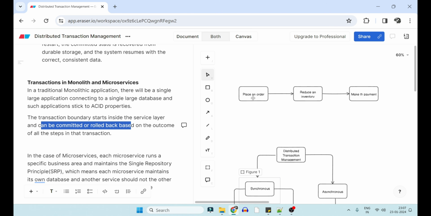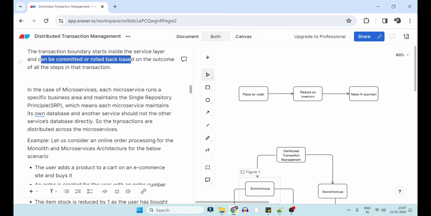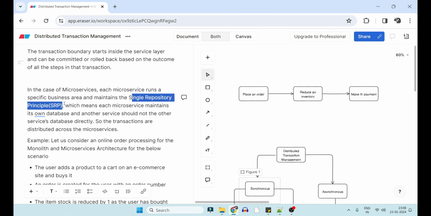Now, if this was a monolithic application, it would have been very easy. But when it comes to microservices, you have the single responsibility principle being followed. And what does the single responsibility principle say? It says that each service should have its own single responsibility. So each microservice has its own DB and another service should not interact with the DB of that microservice directly. So these transactions become distributed.